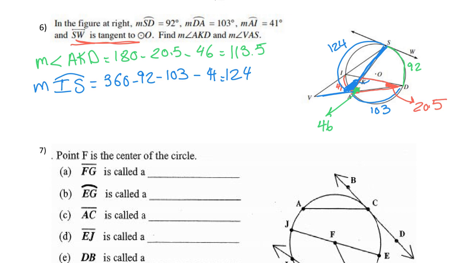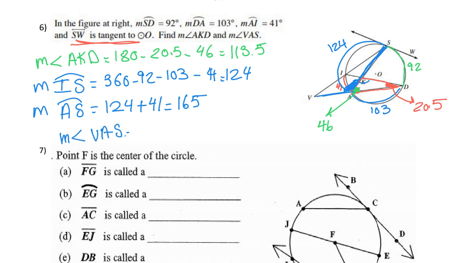Now that will give me the information about arc SA. So the measure of arc AS or SA is equal to 124 plus the 60 plus the 41, which is equal to 165. Now I can find the measure of angle VAS, because the measure of angle VAS corresponds to arc AS. So it'd be half of that arc, which is half of 165, and that's equal to 82.5.